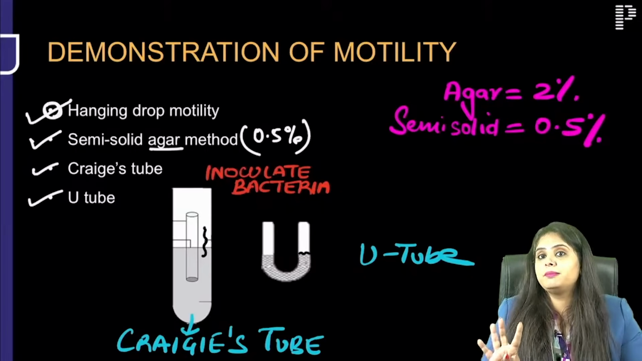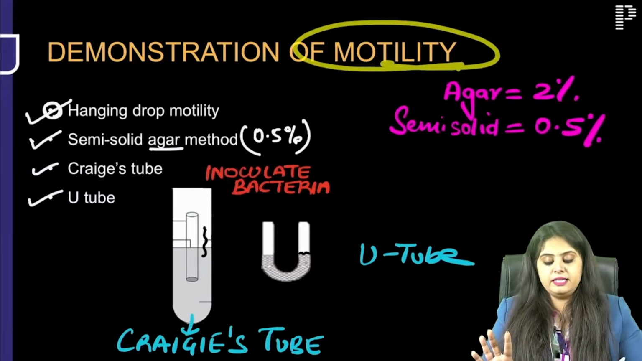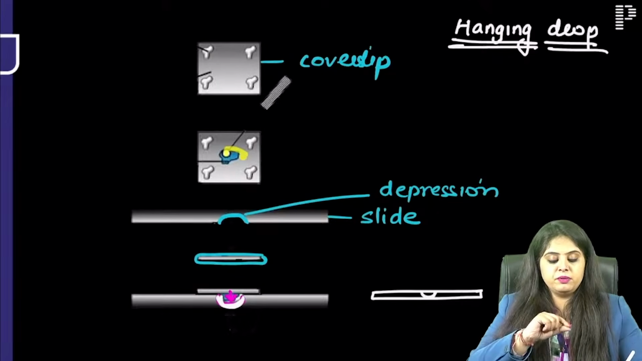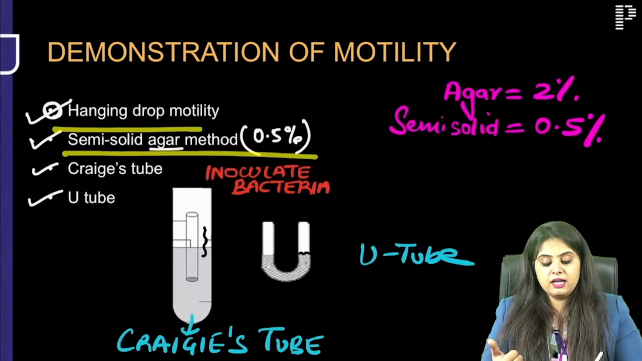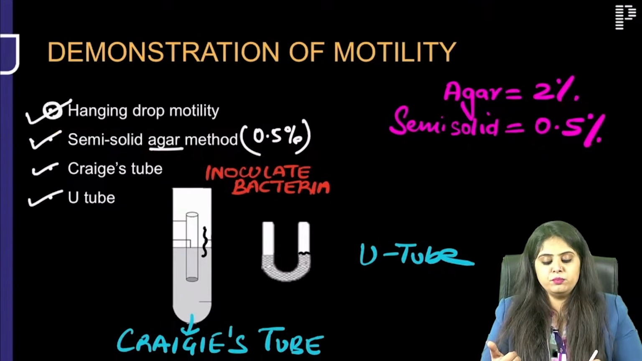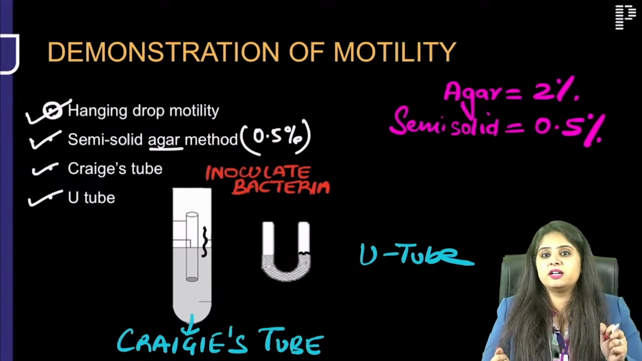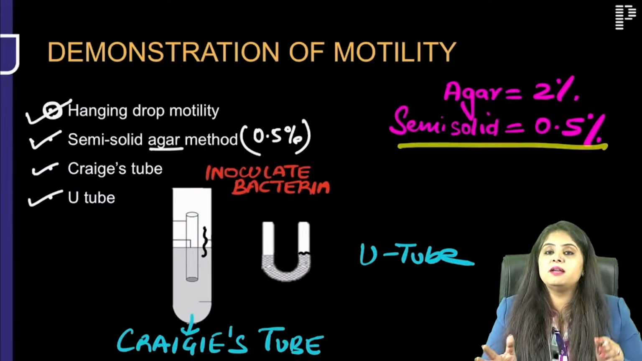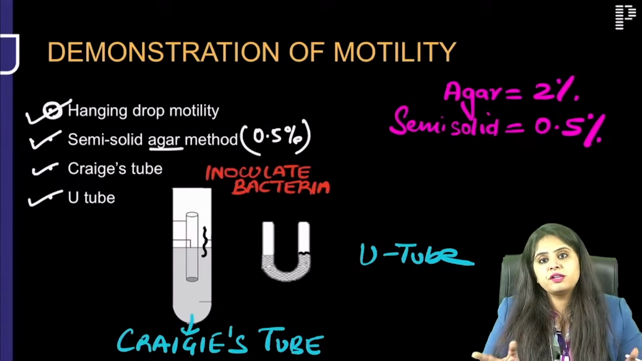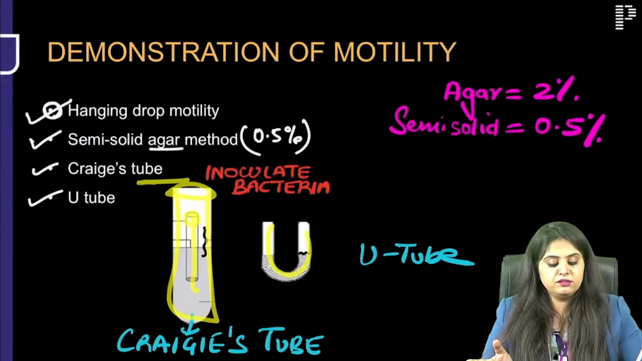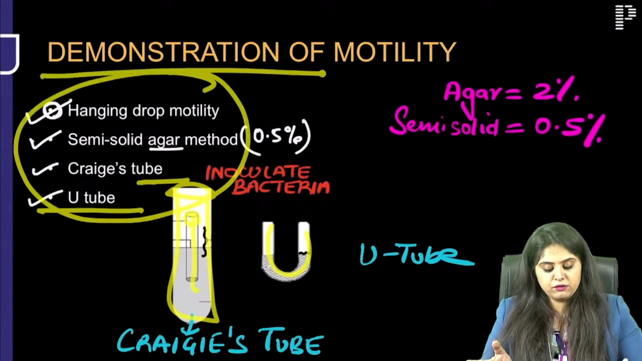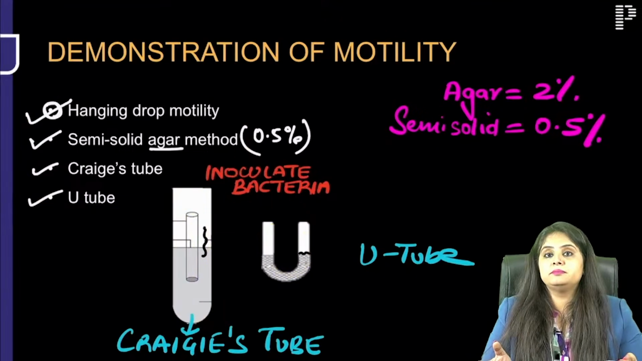So what are the 4 methods of seeing the motility? Either you can invert the drop, that is known as hanging drop motility, and you can use semi-solid agar. Why did we use semi-solid? Because 2% agar was very strong, rigid. Bacteria could not move. The environment is very tough. Make the environment a little soft. So you used semi-solid agar of 0.5%. Thereafter, this tube within tube is known as Craigie's tube, and this is known as the U-tube. 4 methods of demonstrating motility.